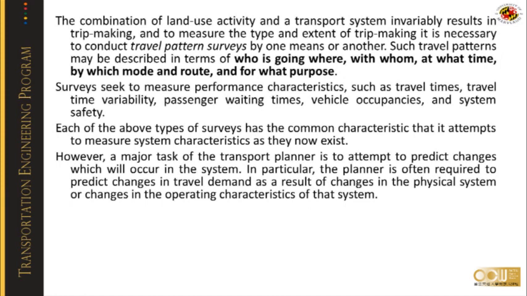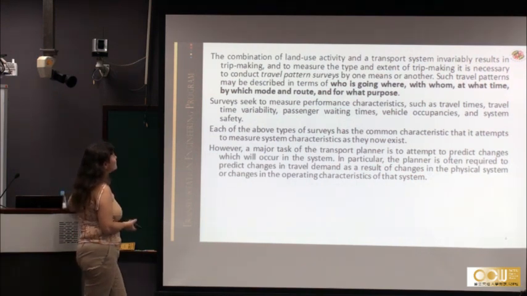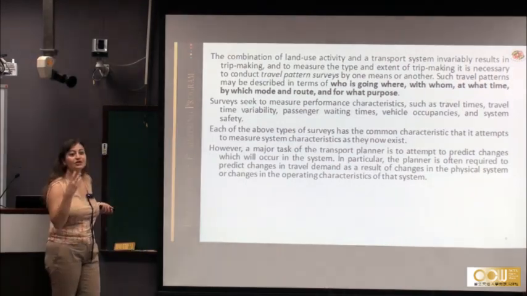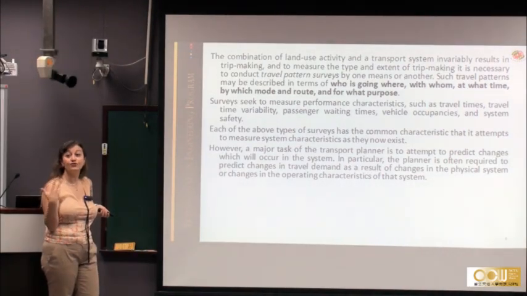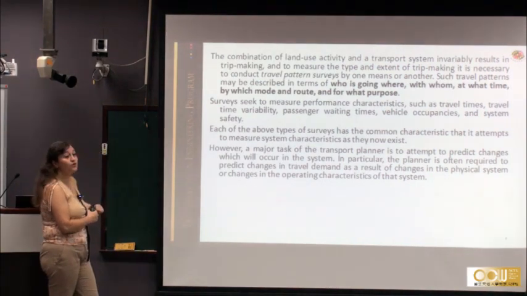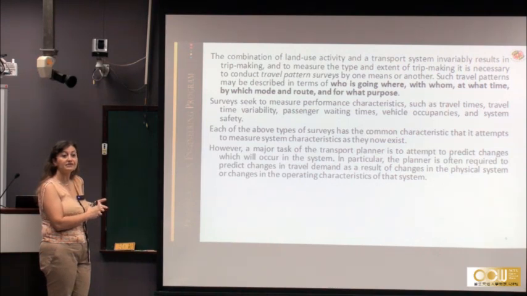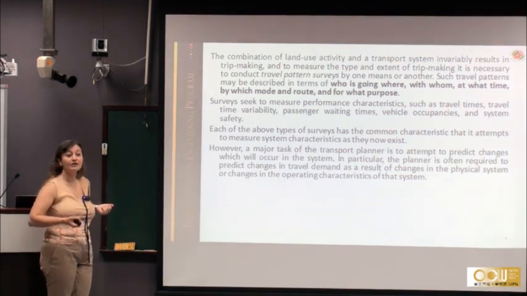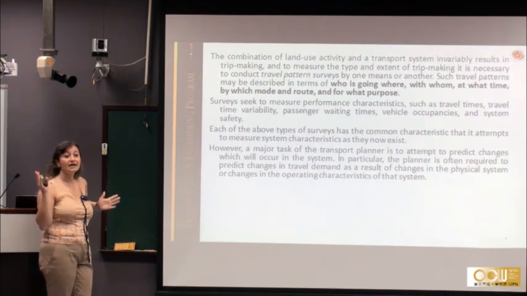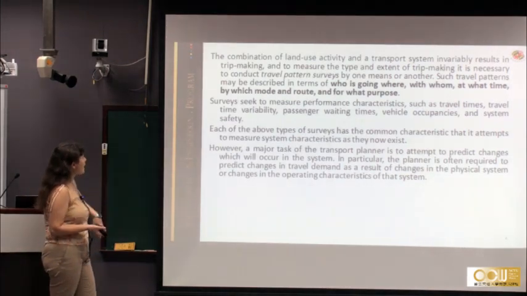If you see transportation and land use together, you want to collect data about travel pattern by any means or another. So it means that you don't need just to know origin and destination and mode, but you need to know many more information if you want to do this kind of modeling. For example, you need to know who is going where, so this is origin destination, with whom, if he's going alone, if he's going with friends or members of the family, at what time. Now departure time is becoming very, very important. There are people just developing models of departure time, and myself have been asked to do something for Maryland. So you want mode and route and for which purpose.